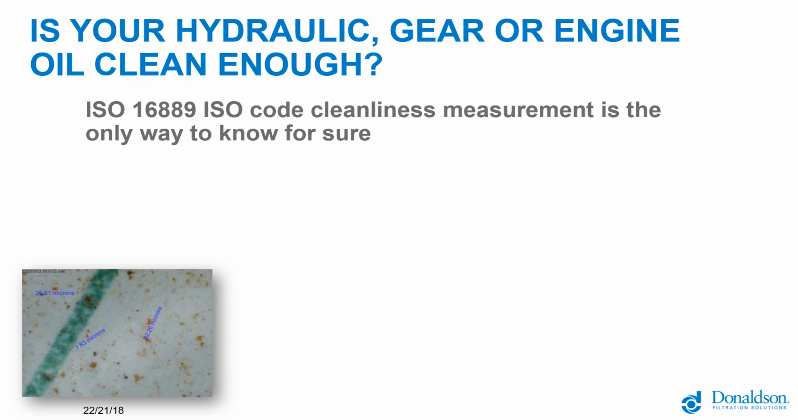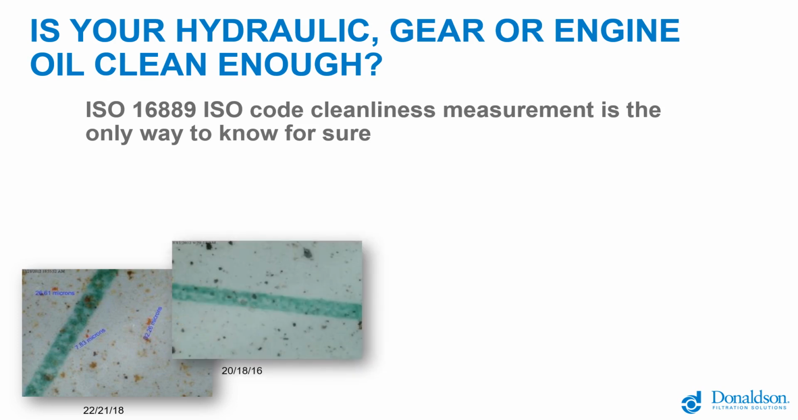These are 100x magnification microscope images of cleanliness levels. This is an ISO 22/21/18, so too dirty for any system. And how this is prepared is a known volume of fluid is put through a filtration patch, and you look at, count, and size the particles to come up with an estimate of the concentration and distribution of dirt in the fluid. So here's a 20/18/16, as we mentioned.